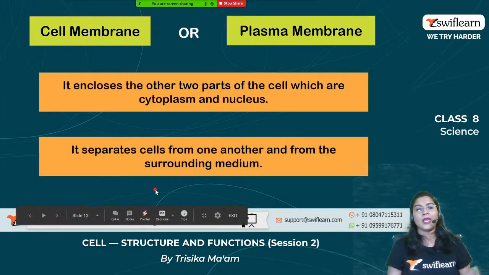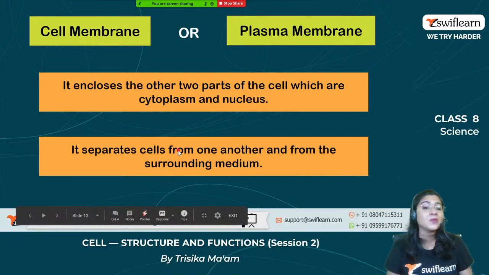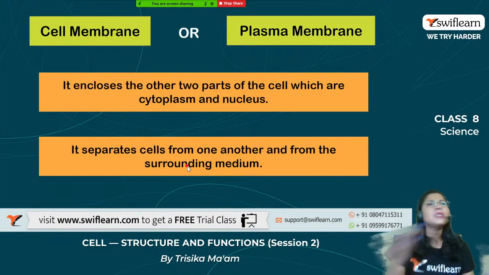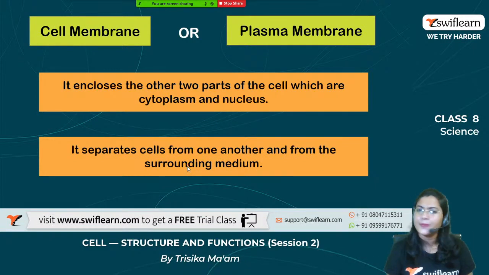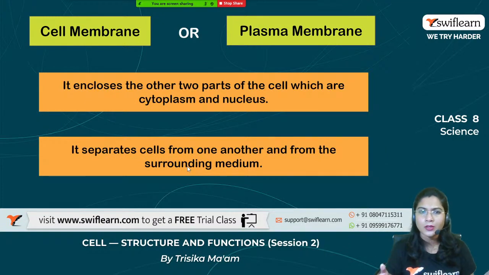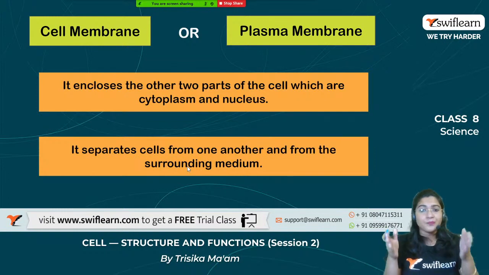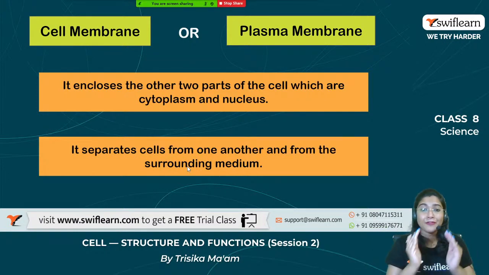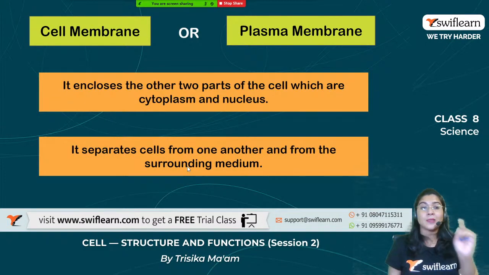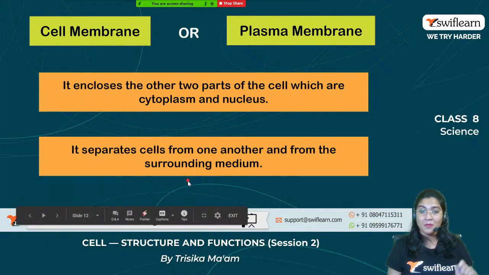Fine. Okay. Now this cell membrane or the plasma membrane separates the cells from one another. There are millions and millions of cells present within our body. So if there is no boundary between them, then all the different components and cell organelles will get mixed up with each other. So there must be some boundary so that the components of every cell are distinct, present only in that particular cell. And this is the boundary which we call the plasma membrane.